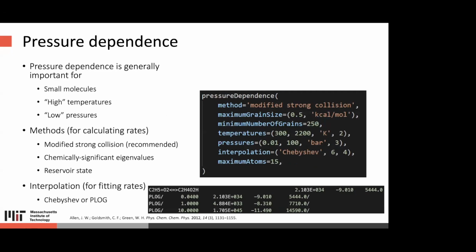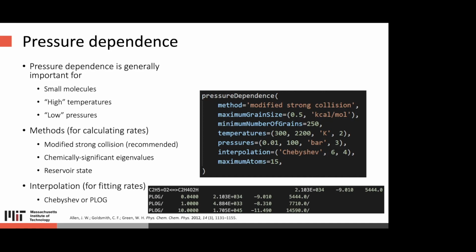And we have an additional block for pressure dependence. Pressure dependence is usually important for small molecule systems running at high temperatures and low pressures. So we have another section talking about the pressure dependence. I think it's tomorrow's section. Bill will talk about that.